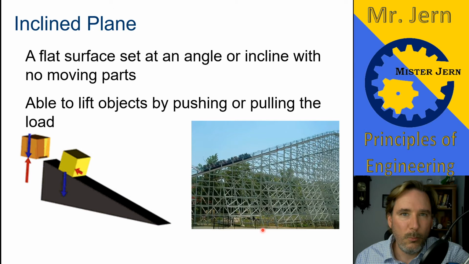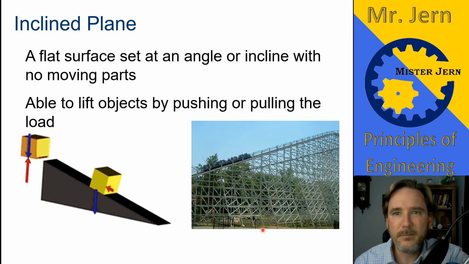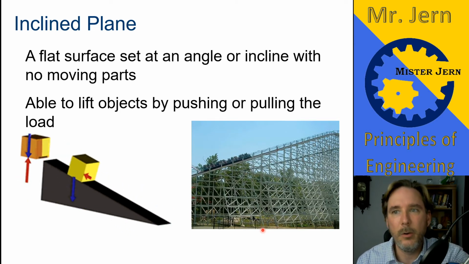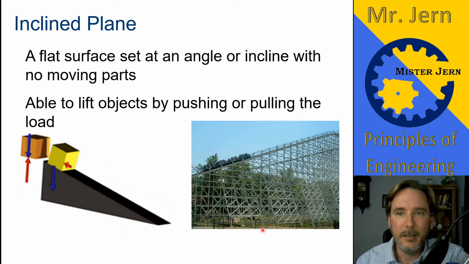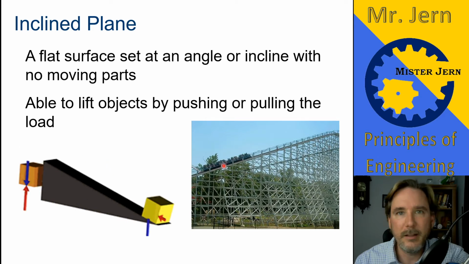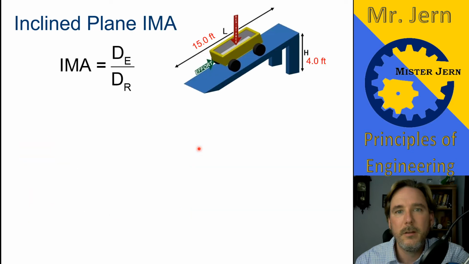One of the simple machines is the inclined plane. We've already kind of talked about this. This was our example. To define an inclined plane, it's a flat surface set at an angle or an incline with no moving parts. It's a ramp. You're able to lift objects by pushing or pulling on the load. We have our famous example that we talked about a million times, and other inclined planes, including roller coasters.